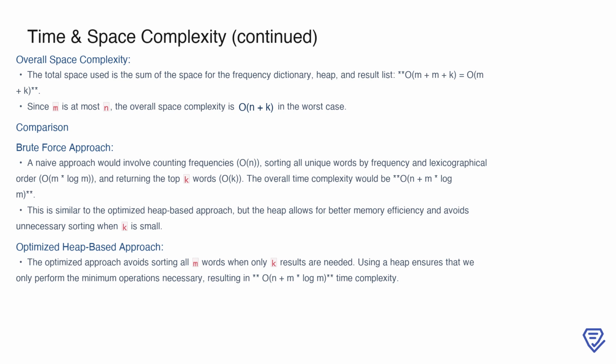This would have a time complexity of O(n + m * log m), similar to the optimized approach. However, the heap-based method is more efficient in terms of memory, as it avoids sorting all m words when only k results are needed. By focusing on only the most relevant elements, the heap ensures that we minimize unnecessary operations, making the algorithm both time-efficient and space-efficient.